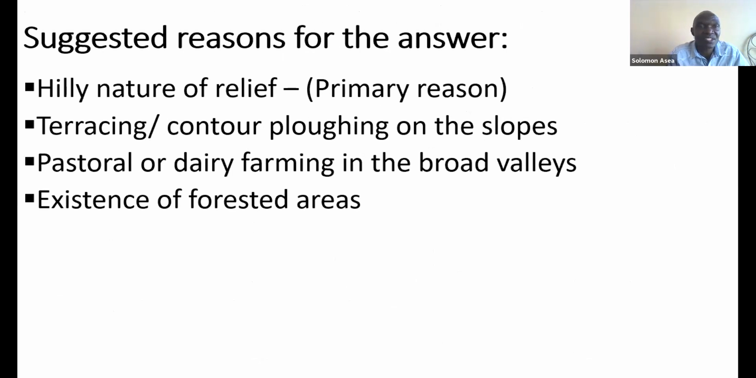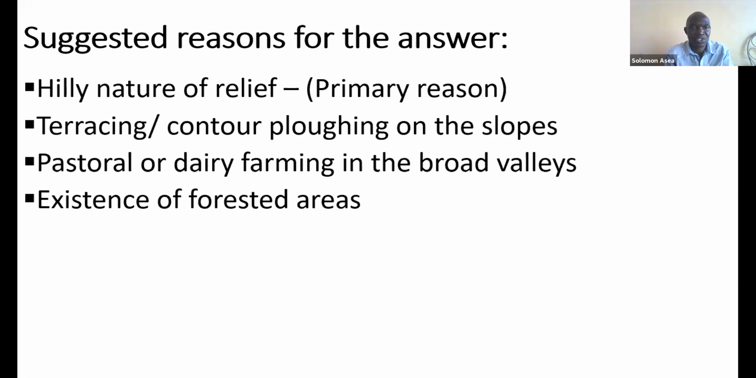Then the others: cultivation on the slopes, pastoral or dairy farming in the broad valleys, and the existence. But the primary one is the hilly nature of relief. That is the main reason.